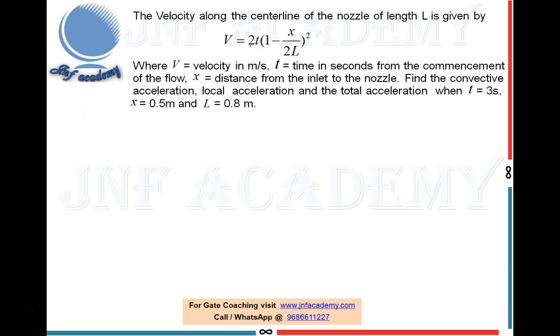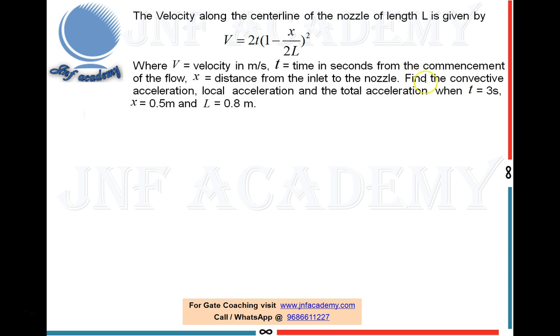Very good. And so the velocity is varying like that. In the previous sum, they had given the area and volumetric flow rate. From there, we calculated velocity. Now they have directly given velocity here. Good. And the velocity is varying like this. Along x, it is varying like this. T also it is varying. And they have given t is time. X is the distance from the inlet to the nozzle.